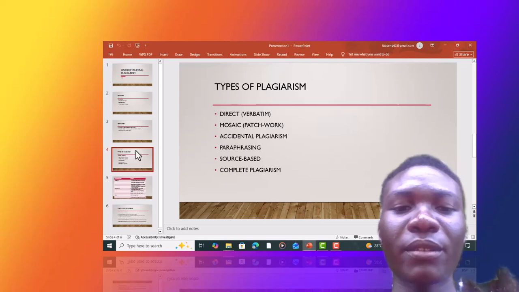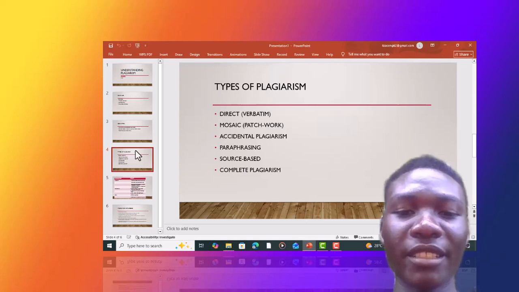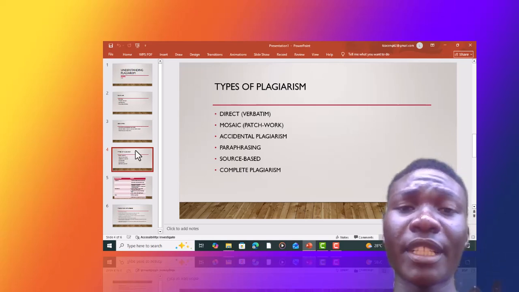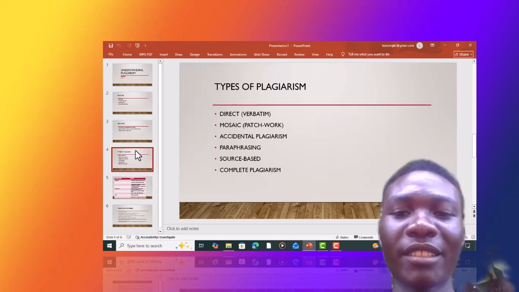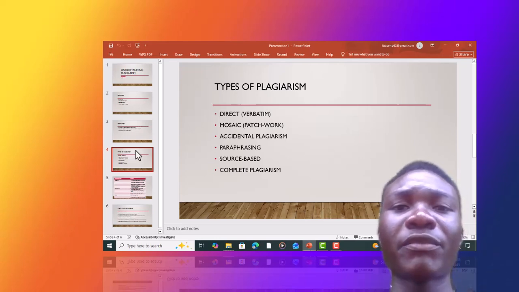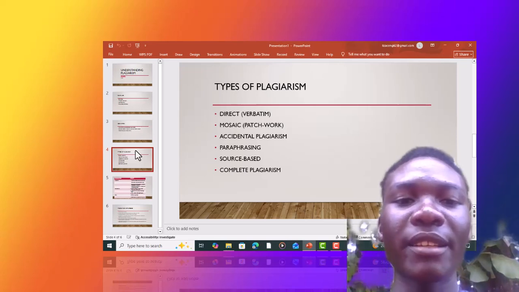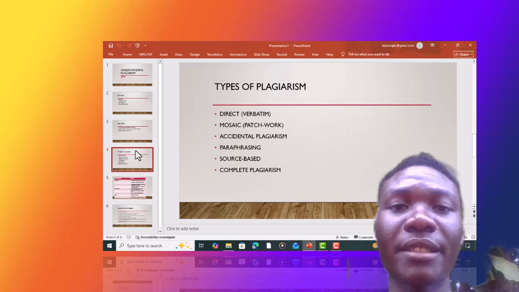Now, when we talk of direct plagiarism, it's just the act of copying someone else's words, text by text, without giving proper credit for it, like quoting or citing the work. And this is the most blatant form of plagiarism. You just copy someone's work directly as it is, as your own, without citing and quoting. So that's what we mean by the direct or verbatim plagiarism.